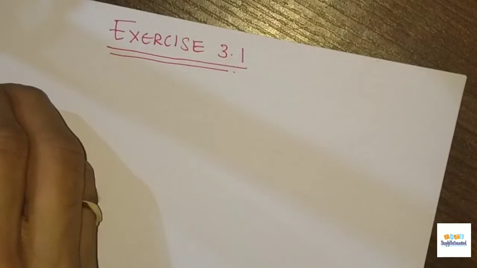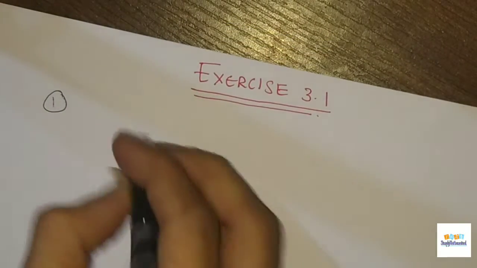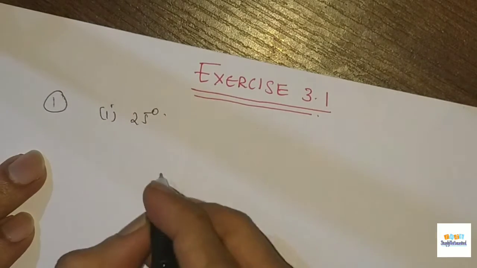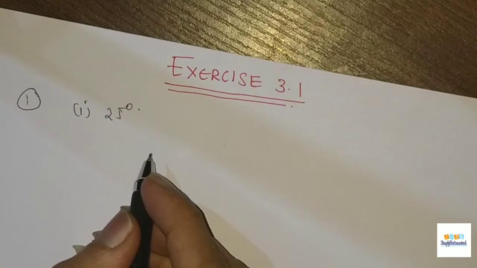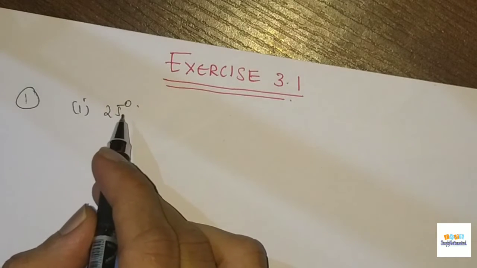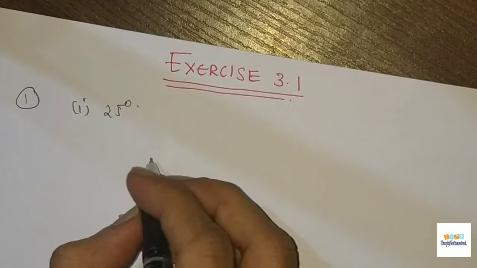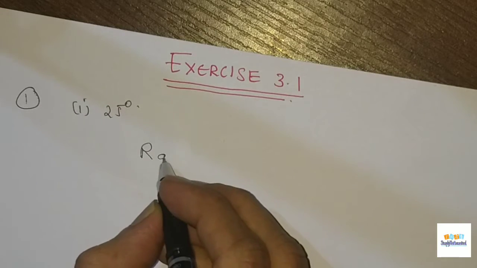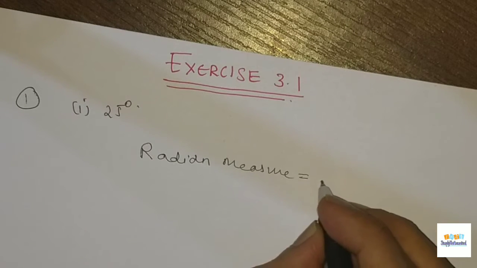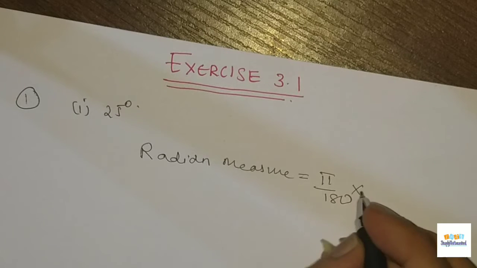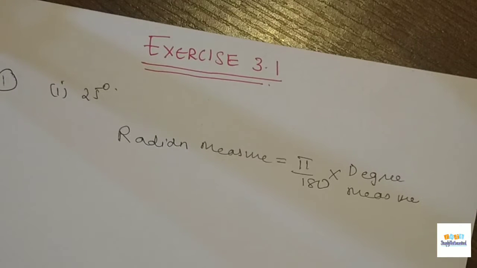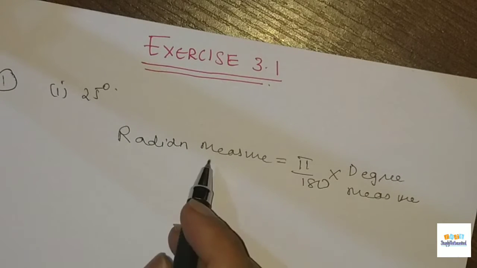So the first problem is given as 25 degrees. Okay, you have to convert this into radian measure, so you have to use the formula, which I have discussed in the previous video of class 11. So 25 degree you have to convert into radian, you have to use the formula, so that is radian measure is equal to pi by 180 times degree measure. Okay, so this is the formula for converting degree measure to radian measure.